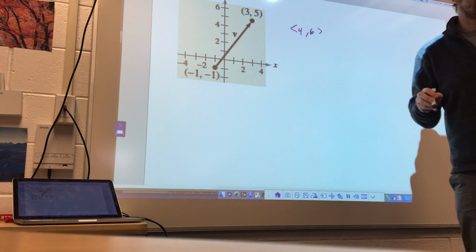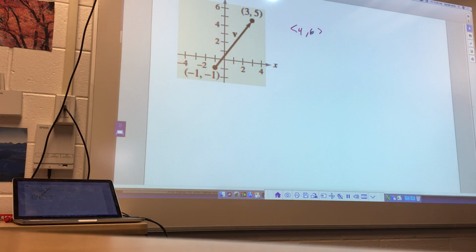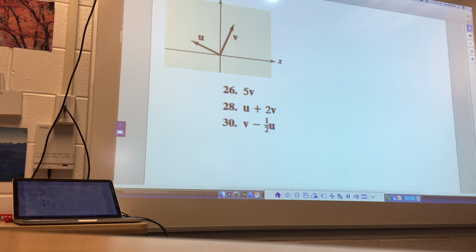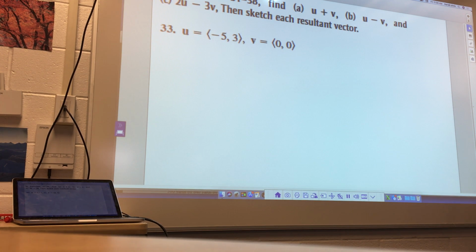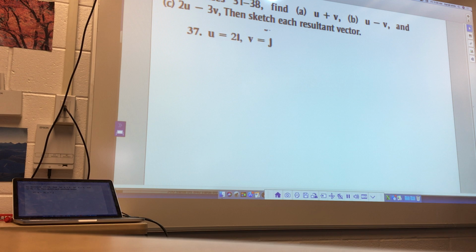Yeah. That's like that. 41? Yeah. Let's do it. Wait, and when you're adding them, what do you do? You're just adding the components. You're just adding the numbers. The x component and the y component together.